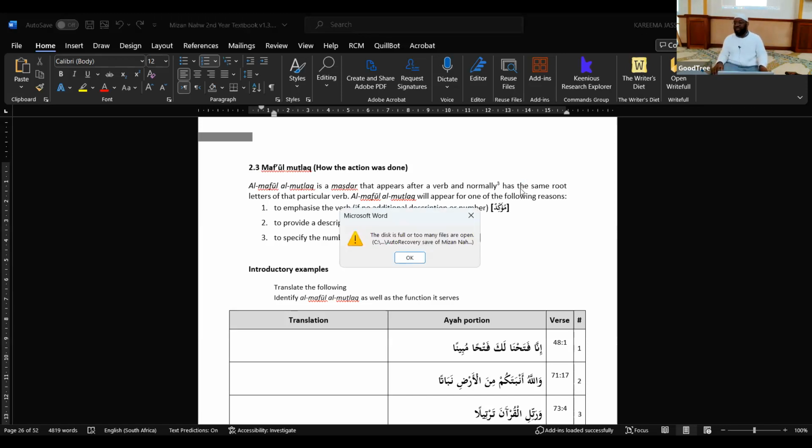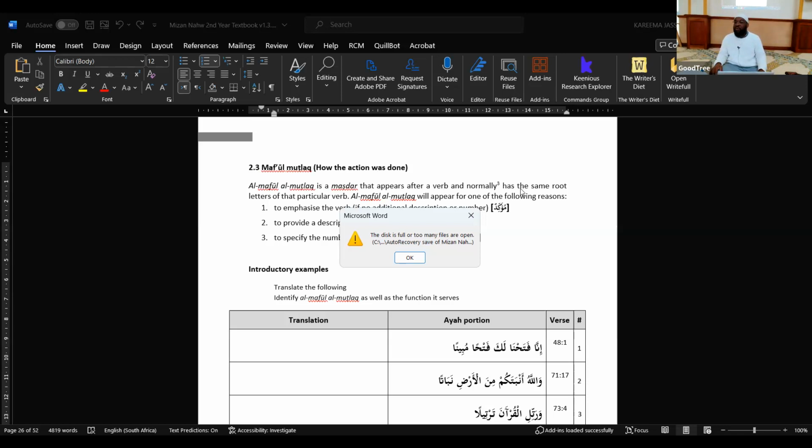Two different examples. Let me take you back. At number one, we said that if the maf'ul mutlaq appears and there's nothing else to connect it to it, then it's to emphasize the verb. So you say sajadtu, I prostrated, sajdatan, a prostration. What is another way of translating that? I prostrated devoutly or intensely, right?